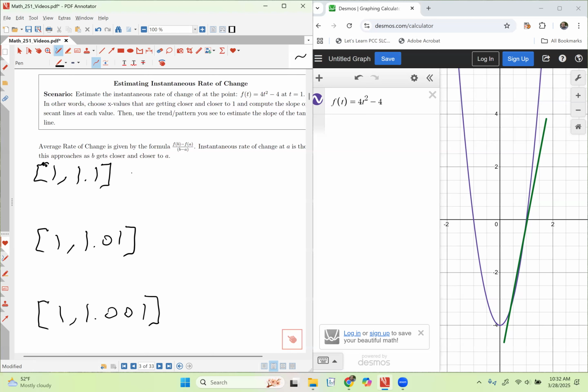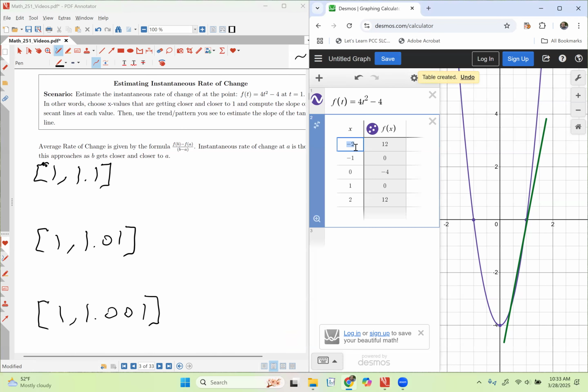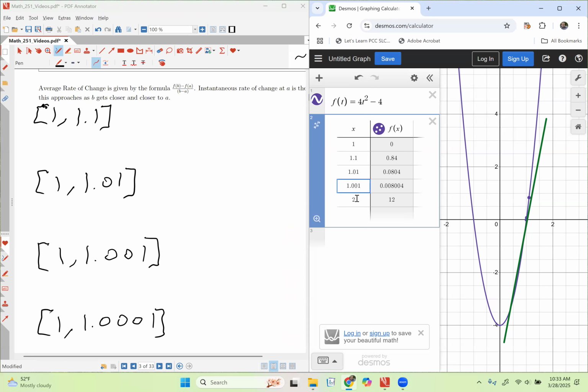The average rate of change is slope, so I'm going to create a table here so I can see things a little bit better. And I'm going to type in 1.1, 1.01, 1.001, 1.0001, these inputs so I can see what's going on with the outputs. And I'm going to switch to tablet mode.